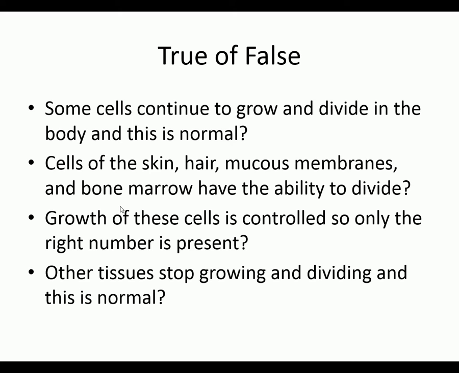So true or false? Some cells continue to grow and divide in the body, and this is normal. That's true. Growth of cells and tissues is normal, and many body cells continue to grow by mitosis long after maturation is complete. Cells of the skin, hair, mucous membranes, and bone marrow have the ability to divide. Again, that is true. Growth is regulated through cellular regulation. Growth of these cells is controlled, so only the right number is present. Again, this is true. And other tissues stop growing and dividing, and this is normal. This is true. For example, cardiac muscle cells.